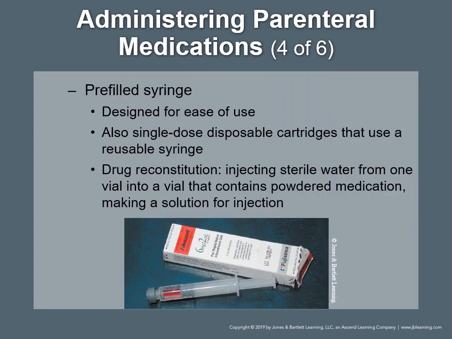A pre-filled syringe is designed for ease of use. Also, there are single-dose disposable cartridges that use a reusable syringe. Drug reconstitution is injecting sterile water from one vial into a vial that contains powdered medication, making a solution for injection. Ampules, naloxone is an example. When drawing a medication from an ampule, follow the steps in Skill Drill 13.4.